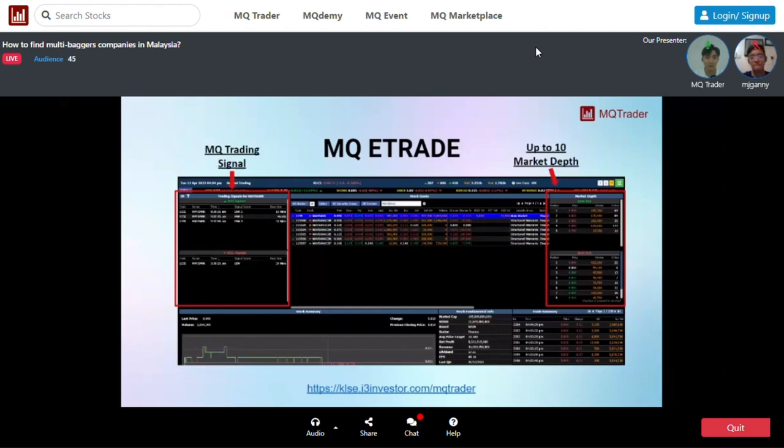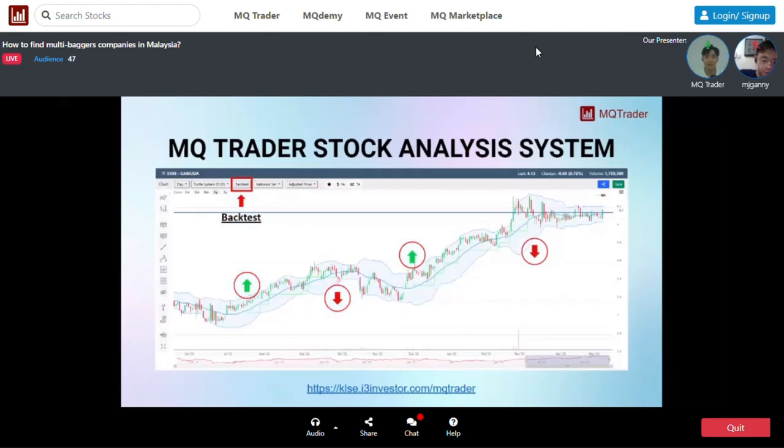Like the MQ Trade tool that I mentioned just now, in this system you can view a lot of information on each stock at a glance. The information includes live market quotes, our own exclusive MQ trading signals, and up to 10 market depths as well. So basically, it's a very great tool if you want to enhance your trading journey. And this one is our MQ Trader stock analysis tool. In this tool, you can get buy and sell signals with just one simple click. Then you can also do automated backtests to test whether this buy signal has had a high success rate in the past.